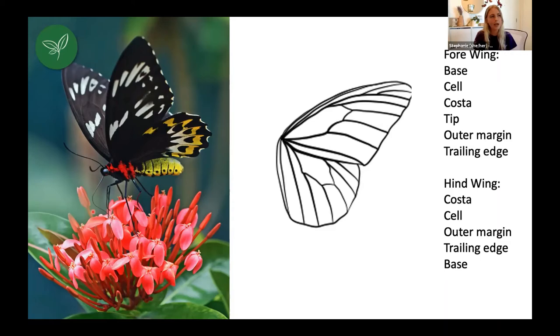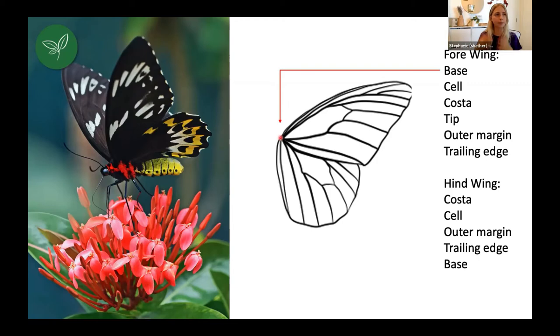But then we look closer at the wings, and the wings are a really good identifier of what species you're looking at. The upper wing right here is called the forewing, the one that's closest to the head of the butterfly. Sorry, I have two screens. I'm looking at my screen here and also trying to talk to you guys over here. The forewing has a couple different features. The base, really easy, is where the forewing attaches to the body of the butterfly.